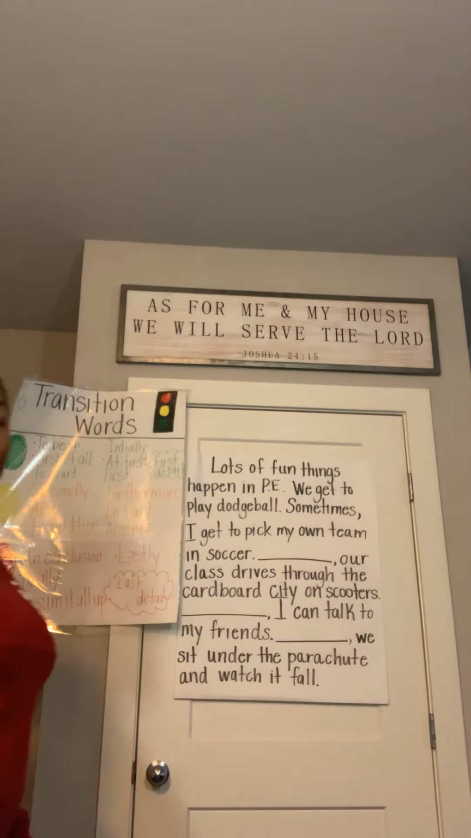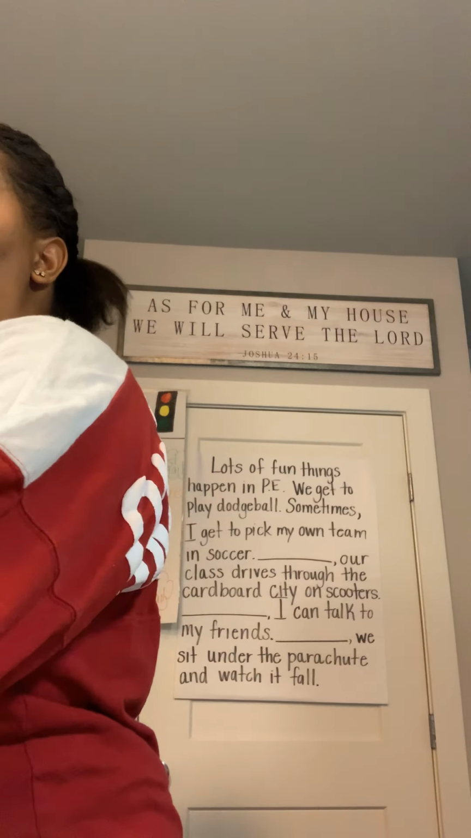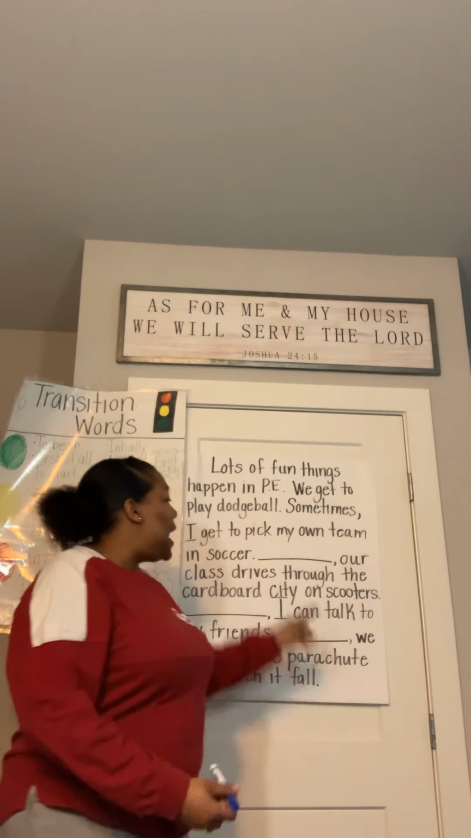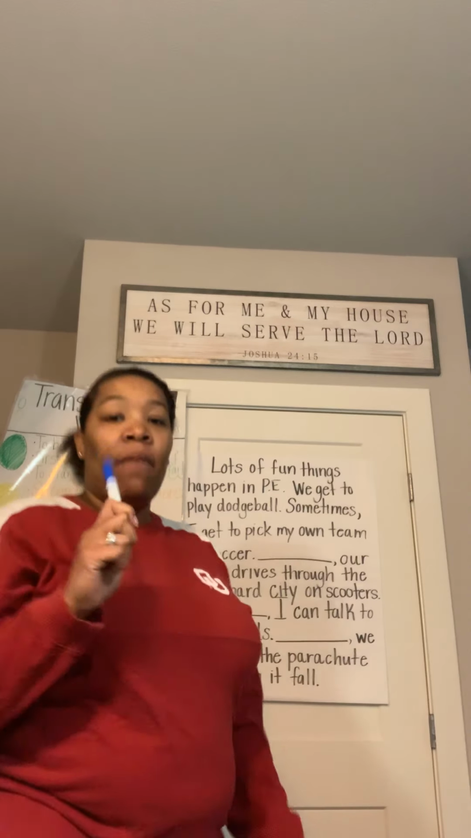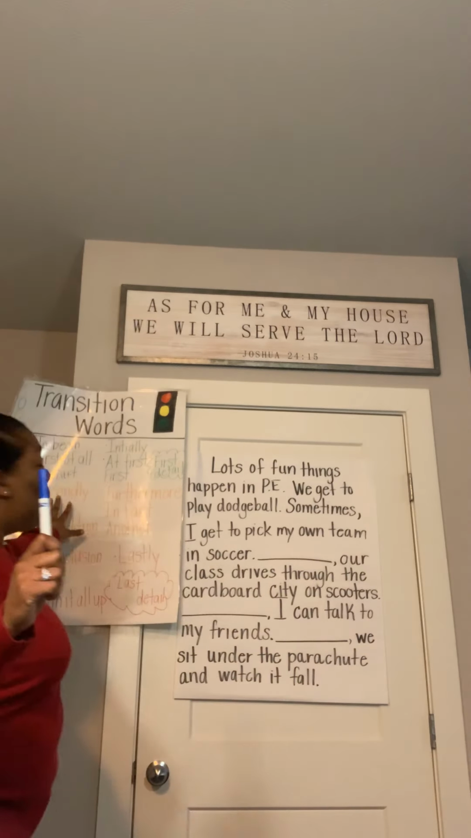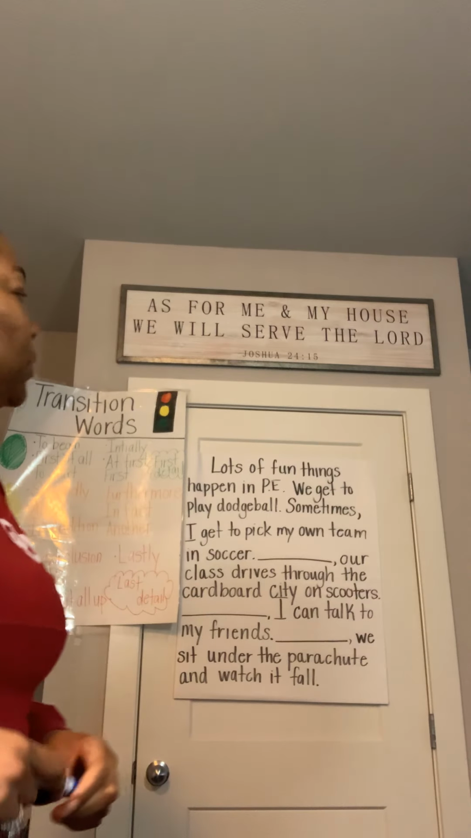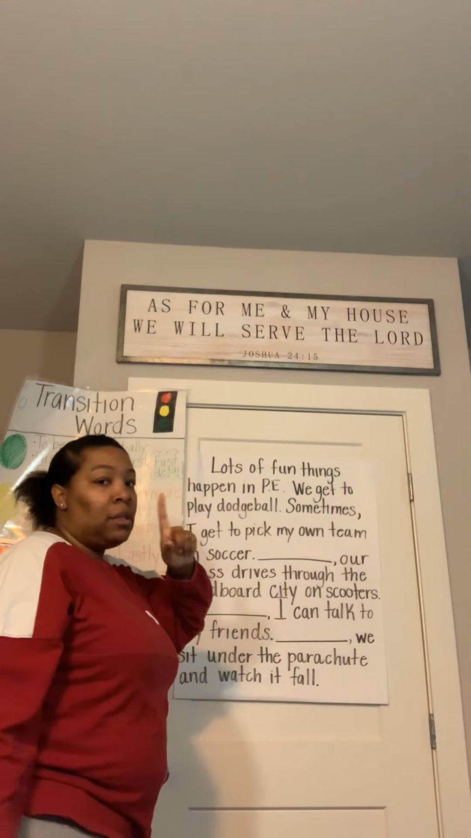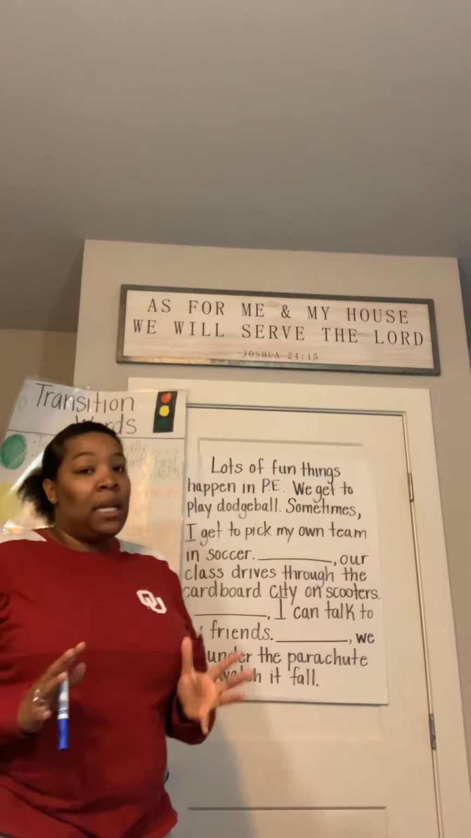All right, we should be back by now. So this is the same paragraph I just took down. I just added spaces for some transition words that we could use. So here I have a blue marker. I know on my anchor chart it's orange, and I don't know if you can see it, but I'm going to use blue so you can see it. So let's start here. We have the main idea sentence, which is the first sentence for us. Lots of fun things happen in PE. That's our main idea, remember?